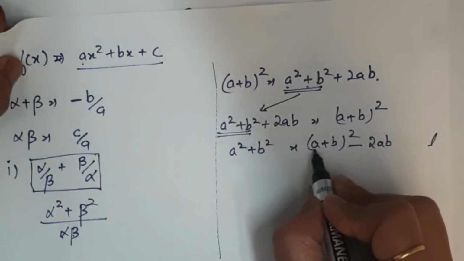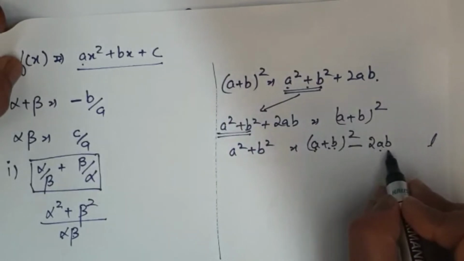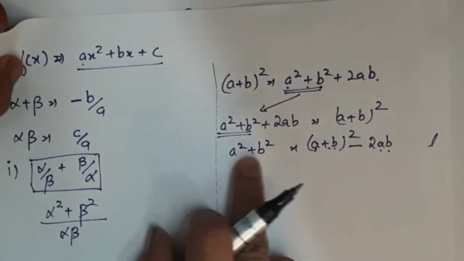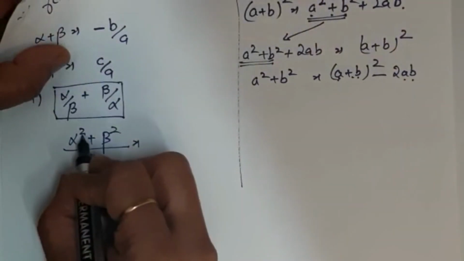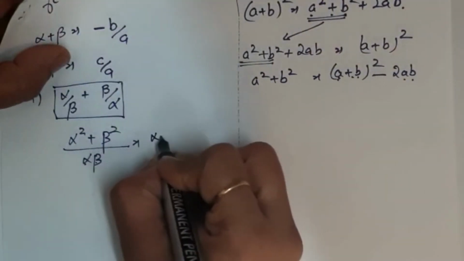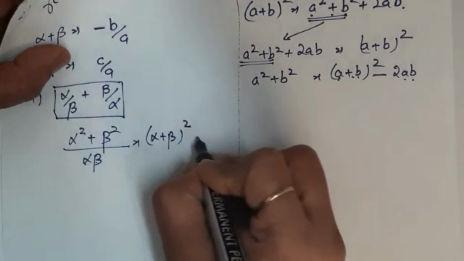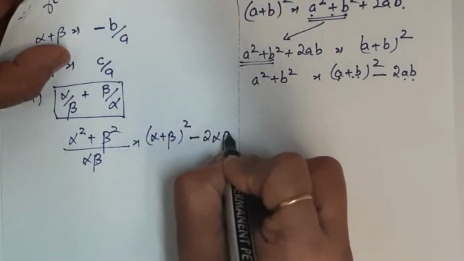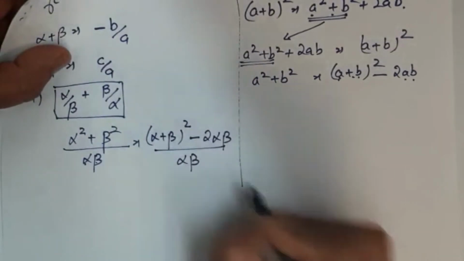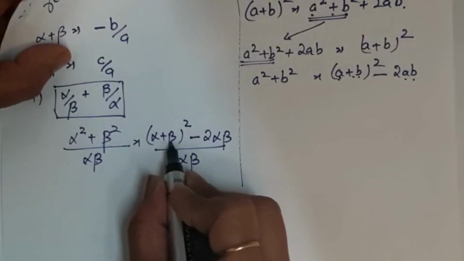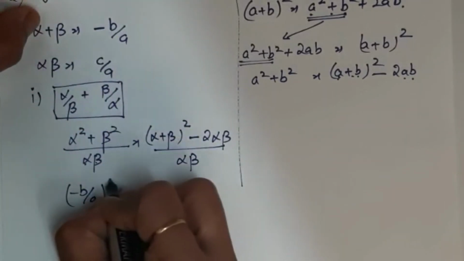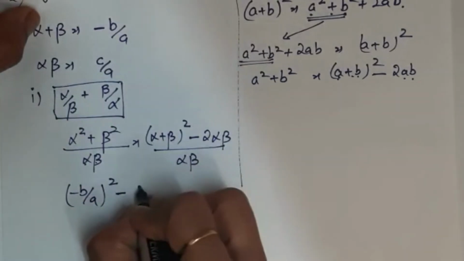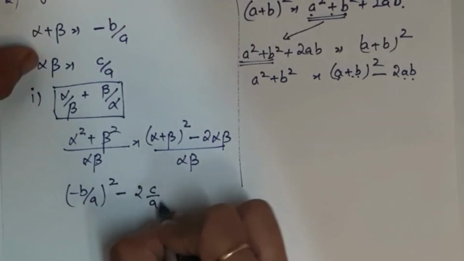Now we already know a + b, and ab also. So instead of a² + b², I can put this value. Instead of α² + β², put (α + β)² − 2αβ, and I know what αβ is. αβ is −b/a. So write it down: (−b/a)² − 2 where αβ is c/a.